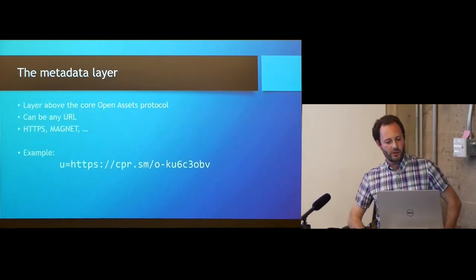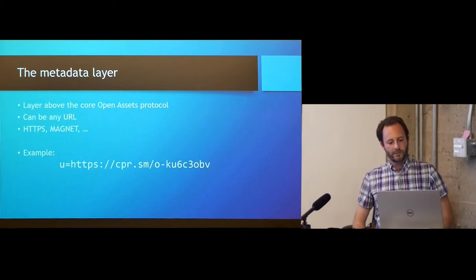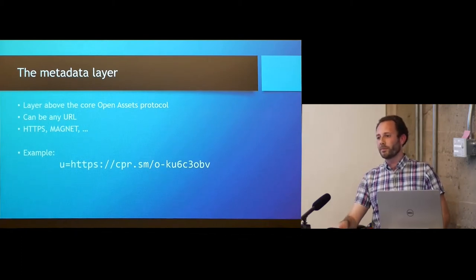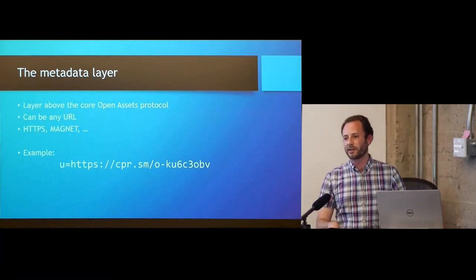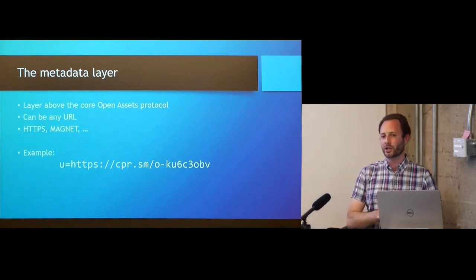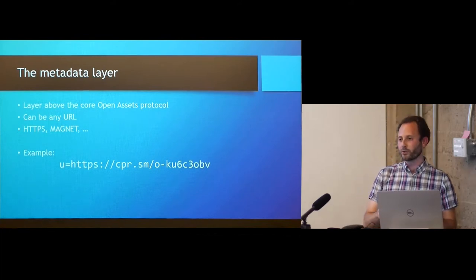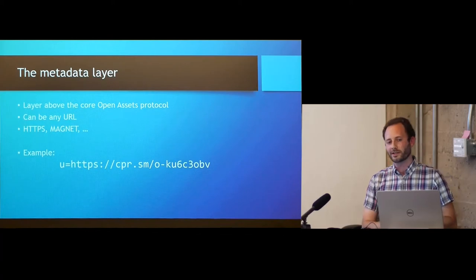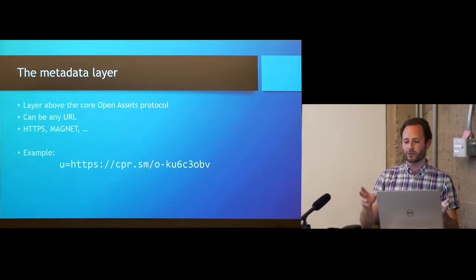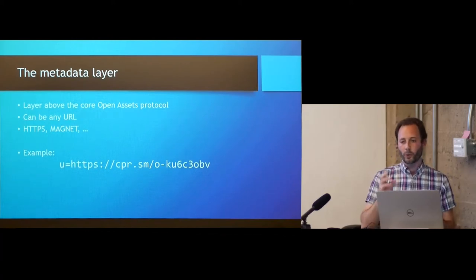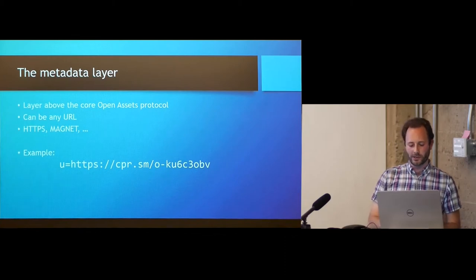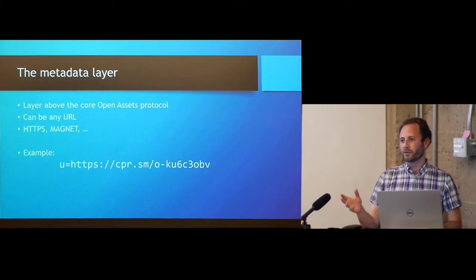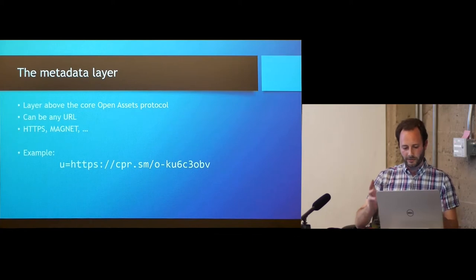And then the second extension is the metadata layer. So far we've been speaking about assets having an asset ID. The assets are identified with an asset ID, which is the hash of the script pub key that was used to issue the asset. But obviously, it's hard to recognize an asset by this long string of characters. So we want to associate the asset with more information, like a name, for example. This is a basic need.